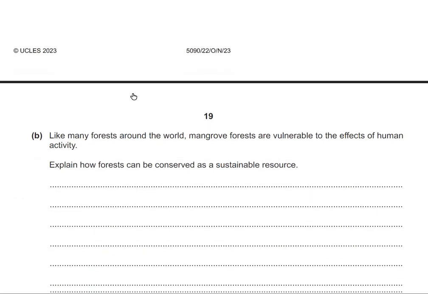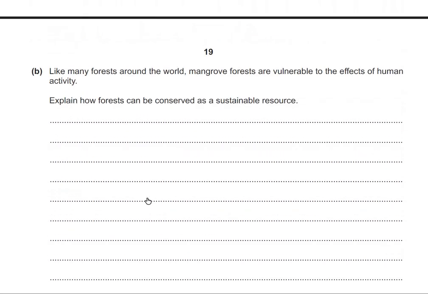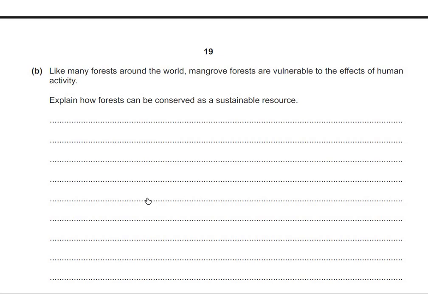Now moving towards the next part: like many forests around the world, mangrove forests are vulnerable to the effects of human activity. Explain how forests can be conserved as a sustainable resource. This question is for 5 marks, and they're asking how to conserve forests. There are a lot of points you can add. First of all, to conserve anything, we need to make the population aware of its importance.